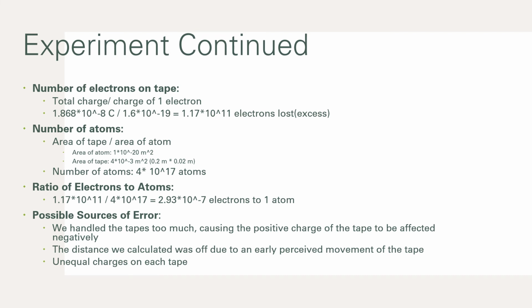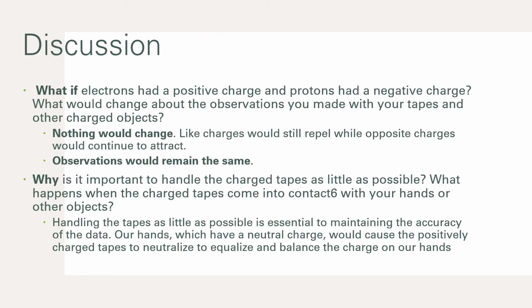Possible sources of error are that we handled the tapes too much, causing the positive charge of the tape to be affected, that the distance we calculated between the tapes was off, or that the unequal charges on the tape really affected the experiment. So what if electrons had a positive charge and protons had a negative charge? What would happen? Nothing would change. Like charges would still repel each other and opposite charges would still attract. Our observations would remain the same.